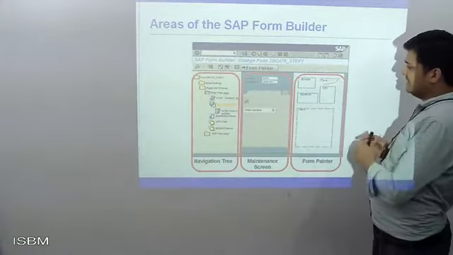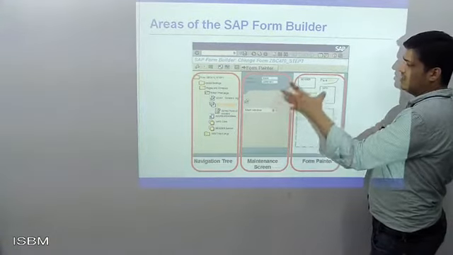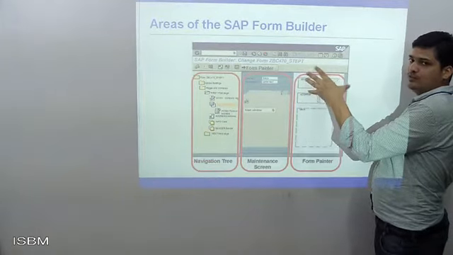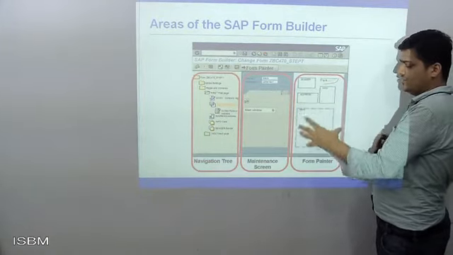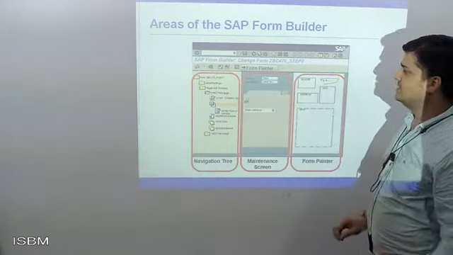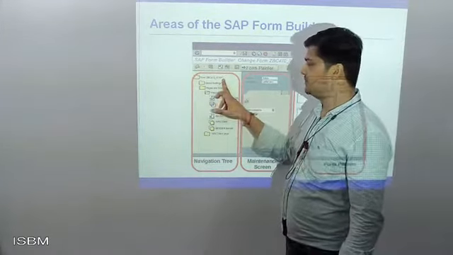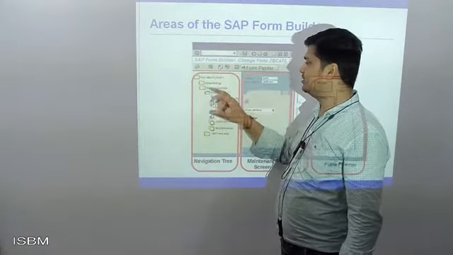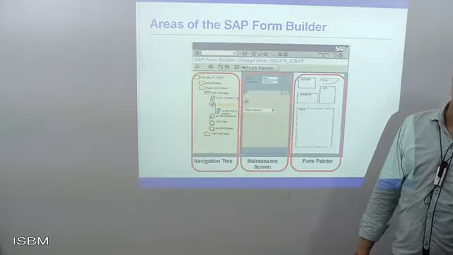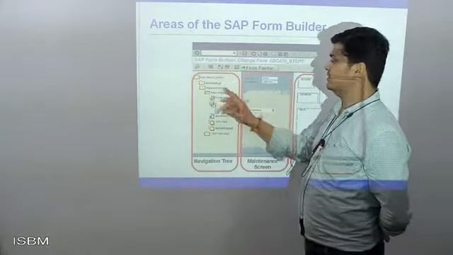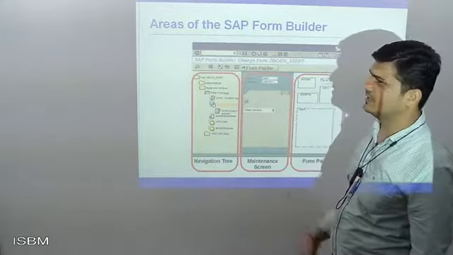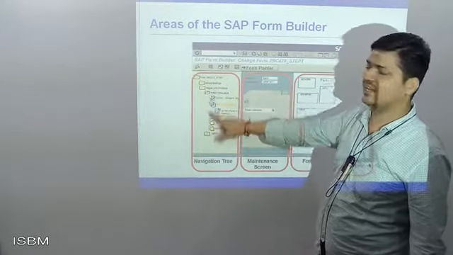And here on the right side, we have the form painter, in which we can see the actual output of the form, in which way we need to present it. Here you can see we have a form name. We have the global settings. In the global settings, we are giving our variables. If we want to create some variable, we give it in the global settings.